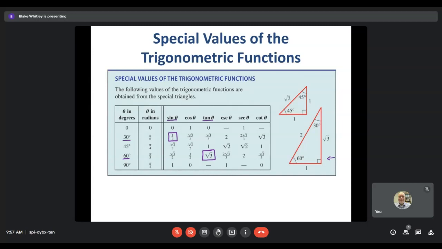Now, in a 45, 45, 90 triangle, like the one in the upper left, the legs are always going to be exactly the same length, right? Because it's an isosceles triangle, so in this case, 1 and 1. And if those two side lengths are 1, then the hypotenuse has to be square root of 2. And again, it doesn't matter how large you make this triangle, the ratios themselves are going to be exactly the same no matter how big you make it.